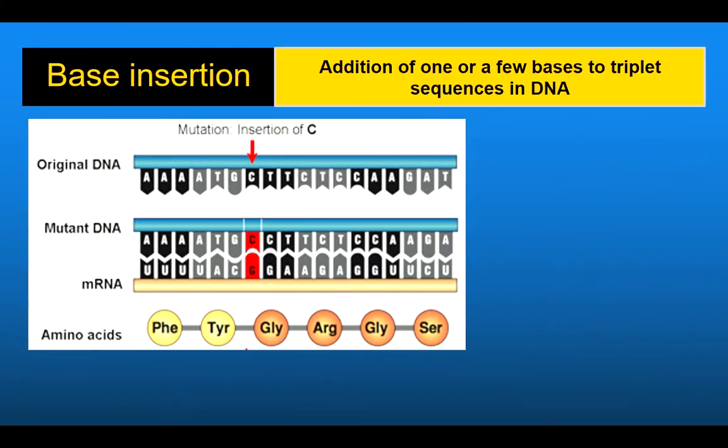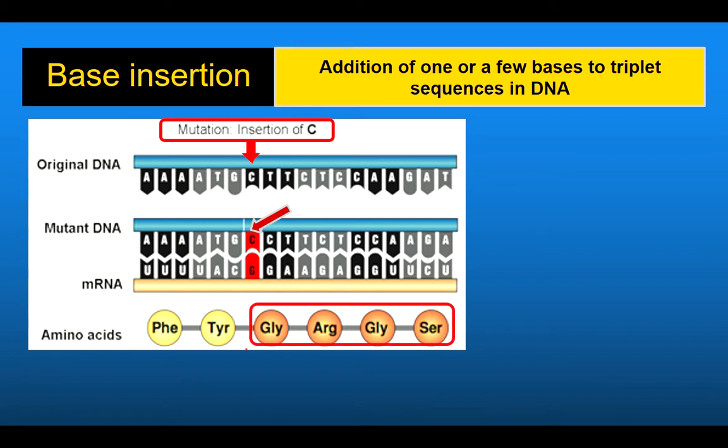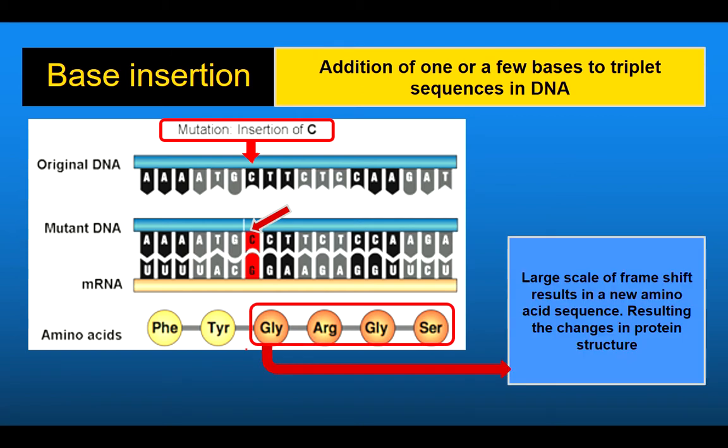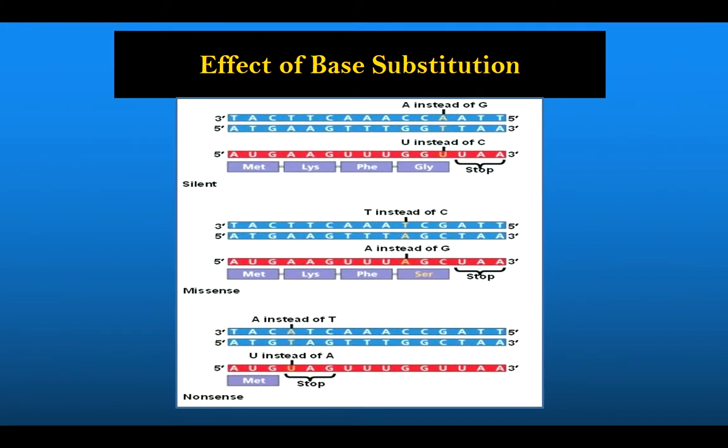Base insertion. Base insertion is an addition of one or a few bases to triplet sequences in DNA. In the case shown here, the insertion of one cytosine base occurs in the original DNA, producing mutant DNA. In mutant DNA, the sequence of bases in DNA changes from the point of insertion. Large scale frame shift results in a new amino acid sequence, resulting in changes in protein structure. The effect of base substitution.